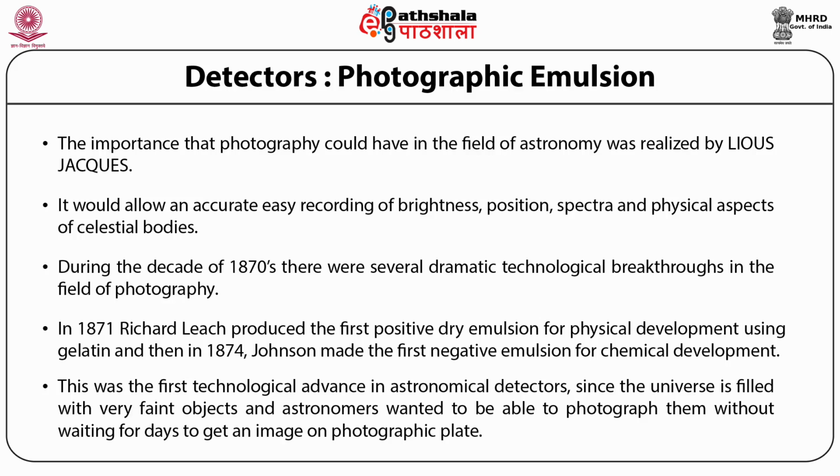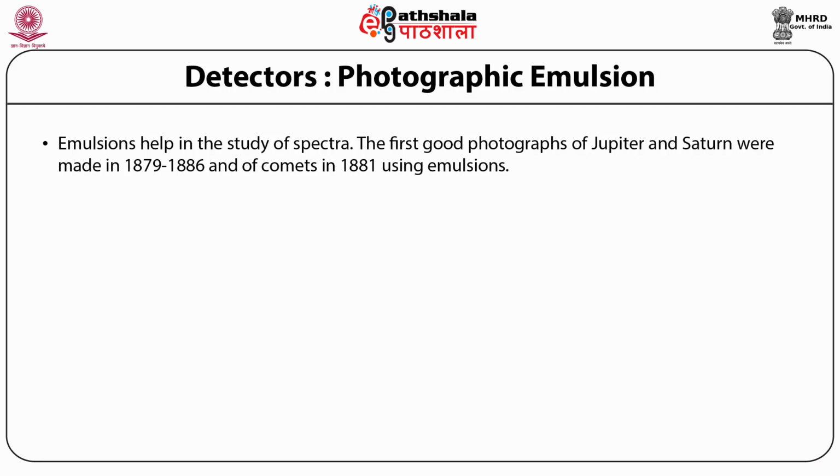Since the universe is filled with very faint objects, astronomers wanted to be able to photograph them without waiting for days to get an image on a photographic plate. Emulsions helped in the study of spectra. The first good photographs of Jupiter and Saturn were made long back in 1879 and 1886, and of comets in 1881, by using the emulsions.